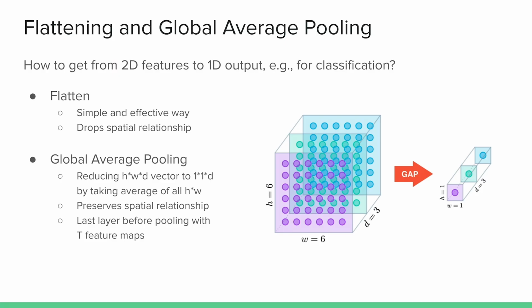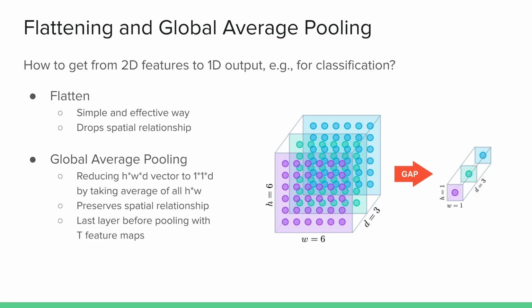But it's a pretty standard way of doing it, and it works fine in most cases, because those features that are extracted are spatially independent most of the time anyway. They kind of extract the same feature anywhere in the input. So it's reasonable to say flatten and then do a fully connected layer.